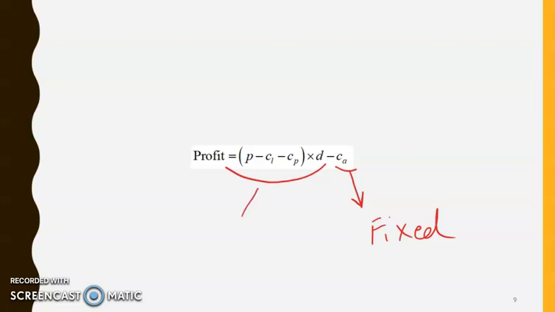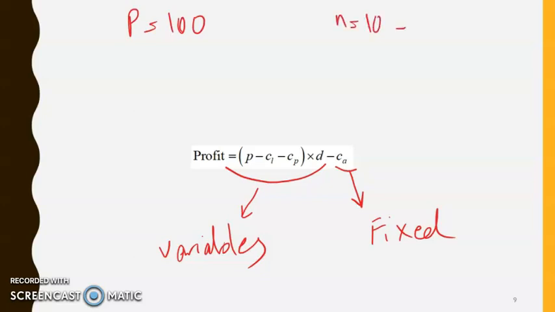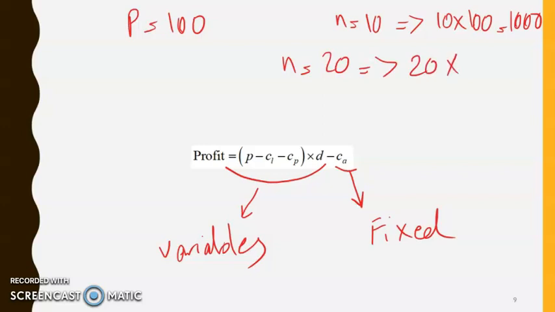and the other ones are variable. For example, when it says the price per unit, it means that if you sell one, the money that you get is different from when you sell two. For example, when the price is 100, if you sell 10 items, then you will get 10 times 100 equal to 1000. If n equal to 20, it would be 20 times 100, so the result would be 2000.